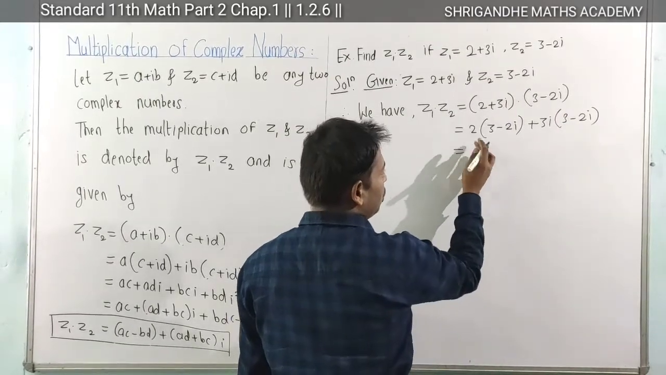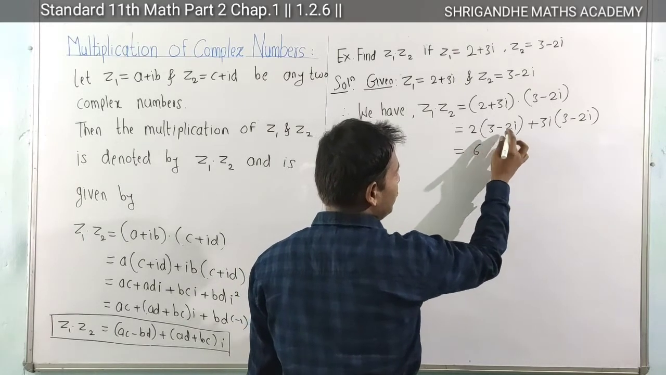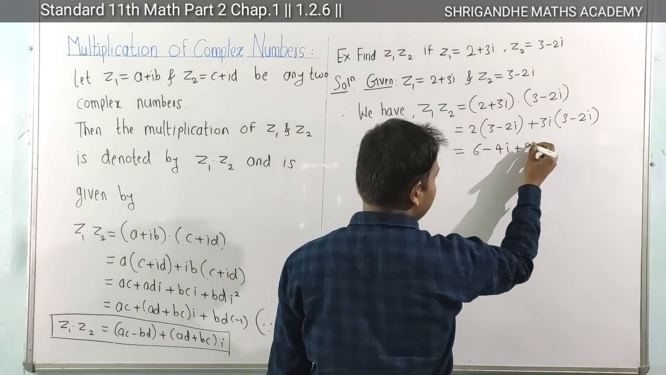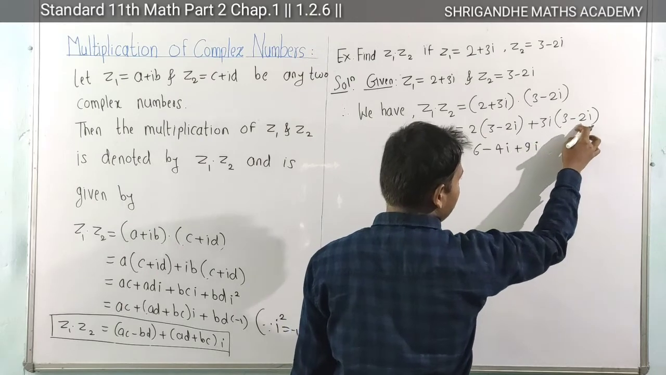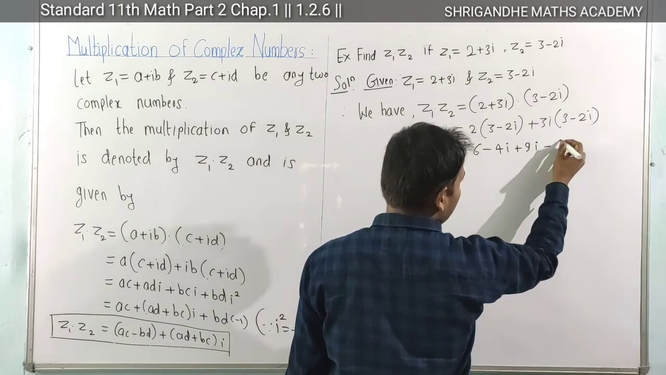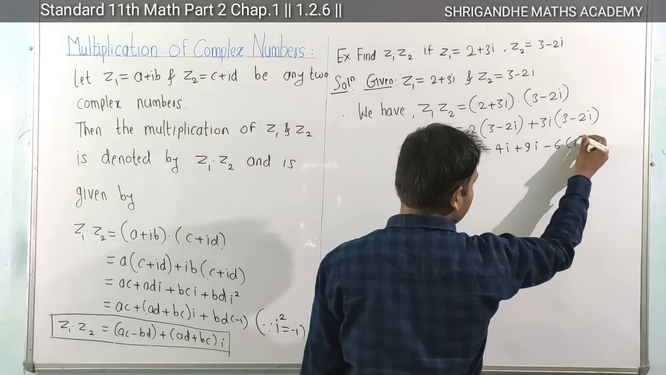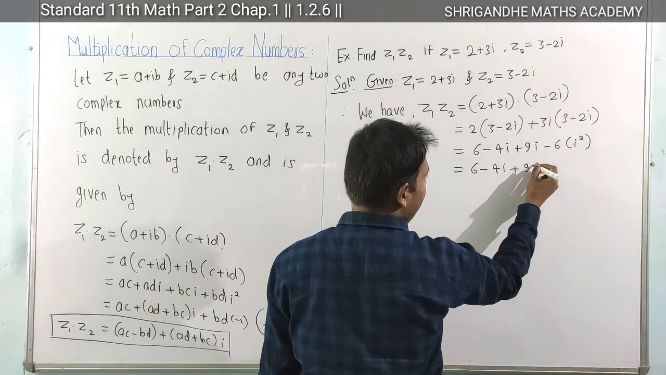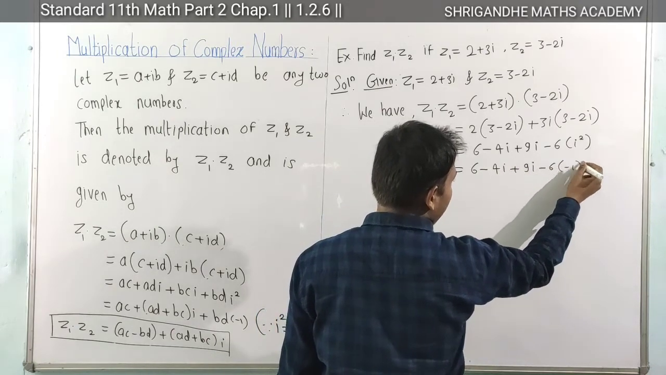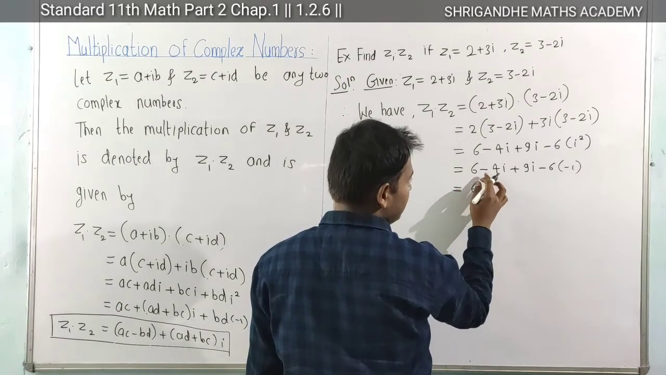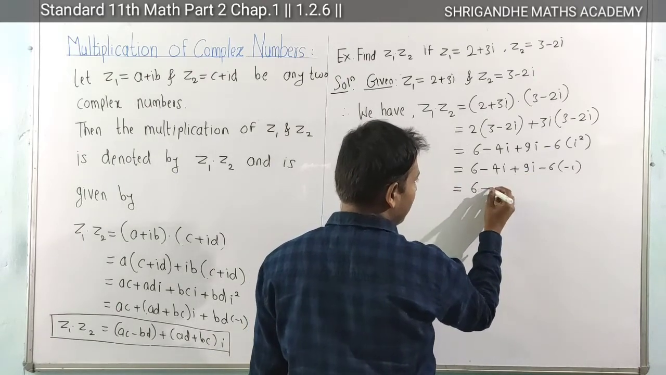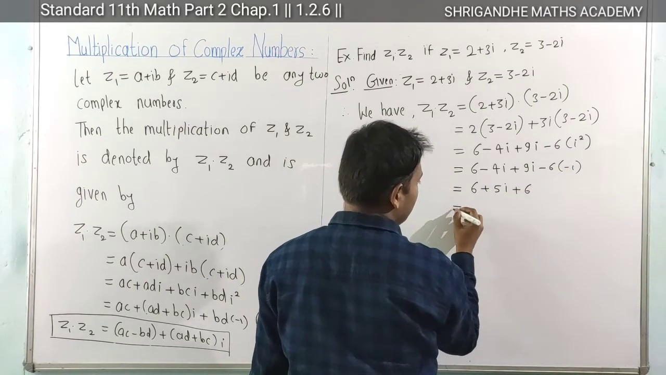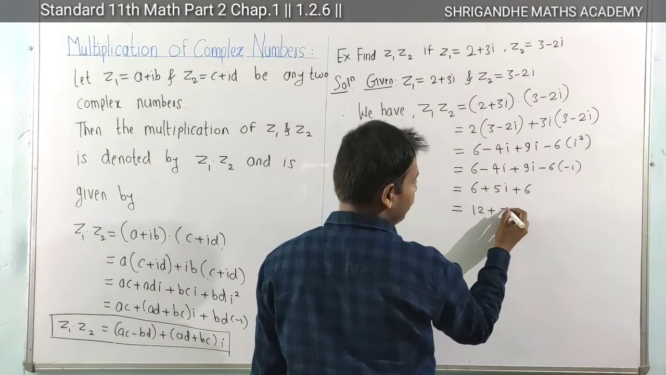This is equal to 2 into 3 is 6, plus 2 into minus 2i is minus 4i, plus 3i into 3 is plus 9i, plus 3i into minus 2i, that is 3 into minus 2 is minus 6 I into I square. This is equal to 6 minus 4i plus 9i, minus 6 into minus 1, which is plus 6. Minus 4i plus 9i is plus 5i. Now 6 plus 6 is equal to 12 plus 5i.